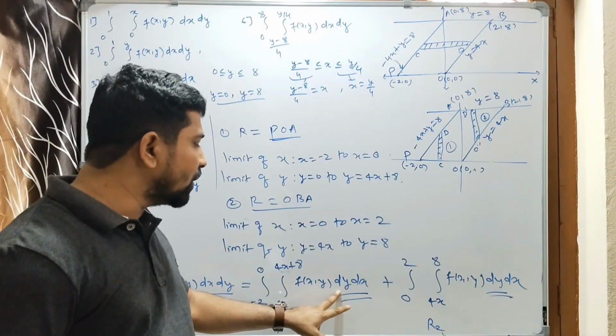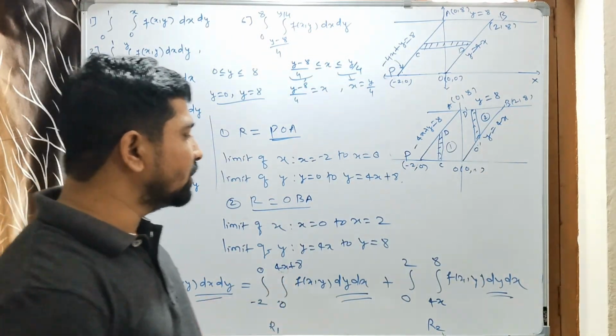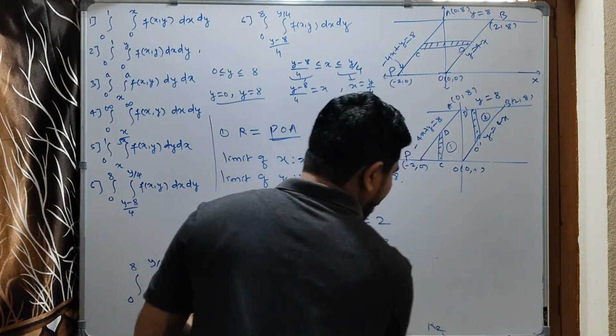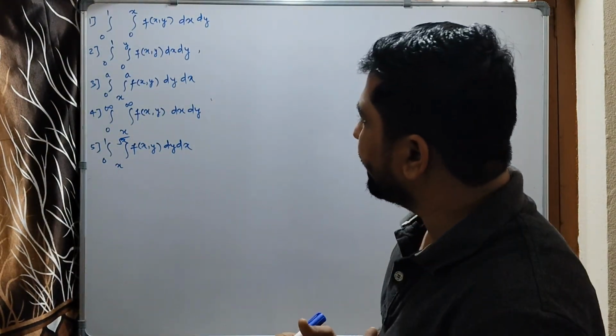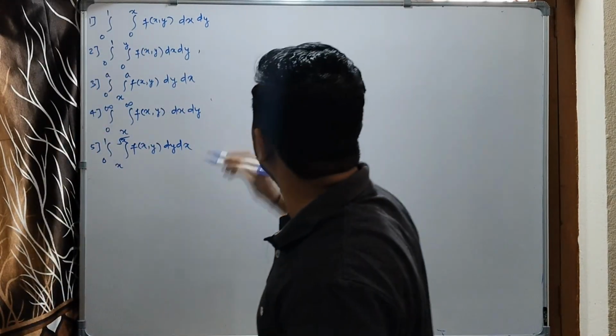So here, integration with respect to y, limits of y in terms of x variable. So this is the way. Now I will solve example number 5, on the order of integration. In example 5 they have given the order, so first read example number 5.